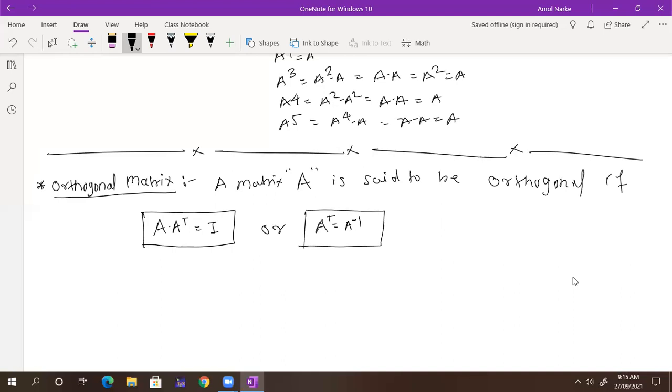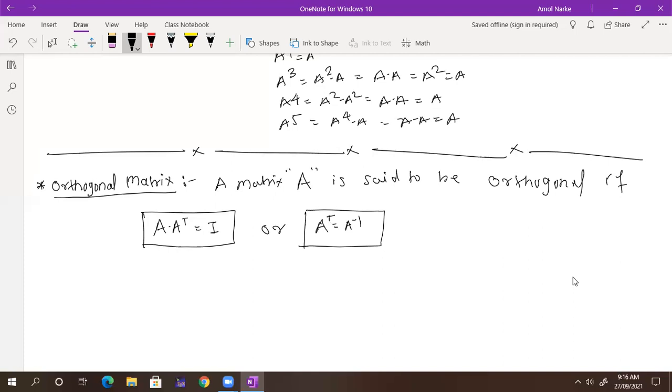If you multiply by A inverse on both sides, A inverse and A become identity, and identity times A inverse becomes A inverse. So A transpose is equal to A inverse. At that time, that matrix is called an orthogonal matrix.